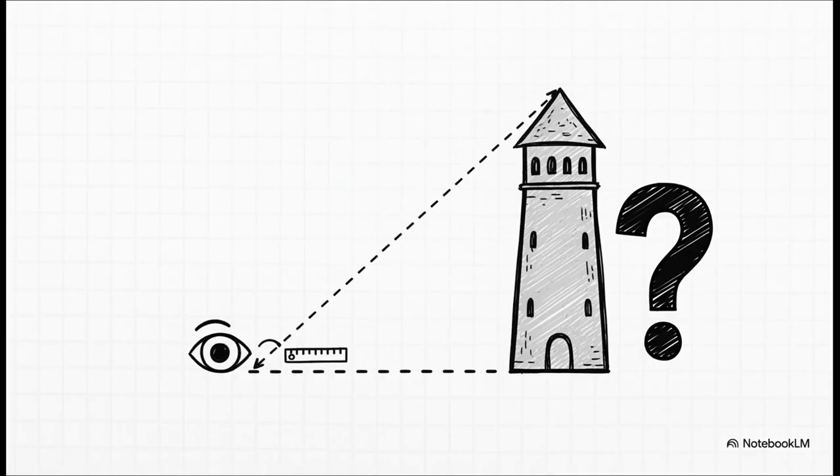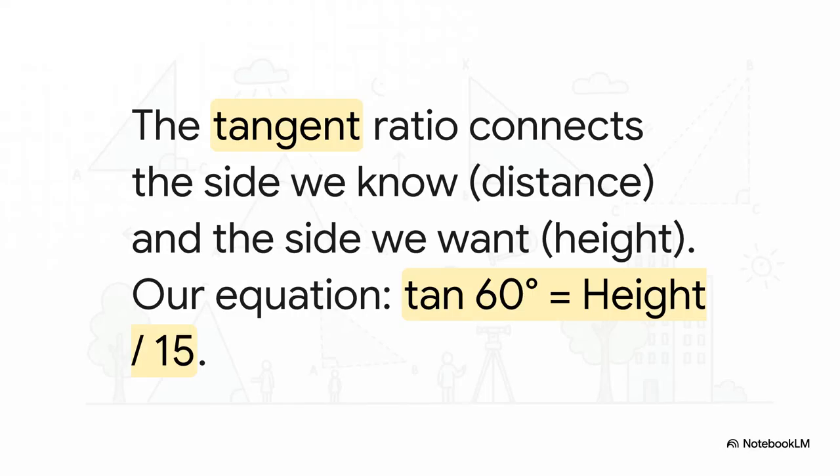Okay, let's break down what we know. First, we've measured how far we are from the tower, and it's exactly 15 meters. Second, we've used a simple tool to measure the angle we're looking up at, our angle of elevation, and it's 60 degrees. The only thing we don't know is the actual height of the tower. So which tool do we grab from our kit? Well, think about it. We need the one that connects the angle we know, 60 degrees, to the side we know, the 15 meters, adjacent to us, and the side we want to know, the height, which is opposite the angle.